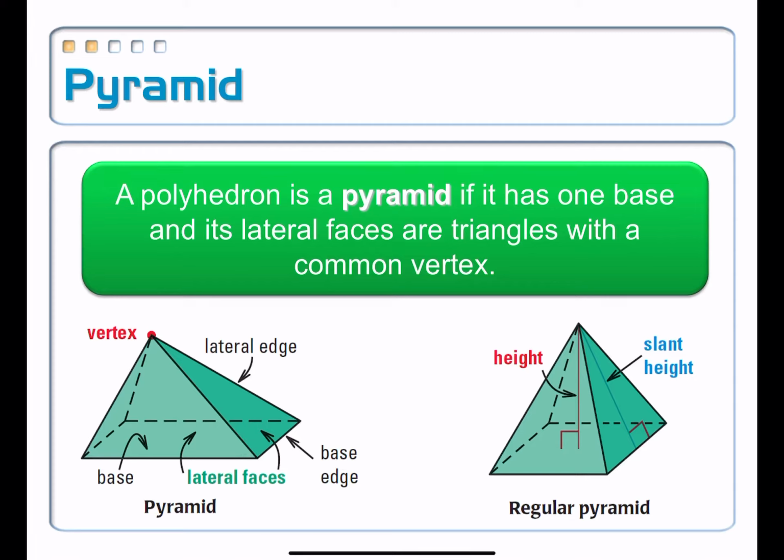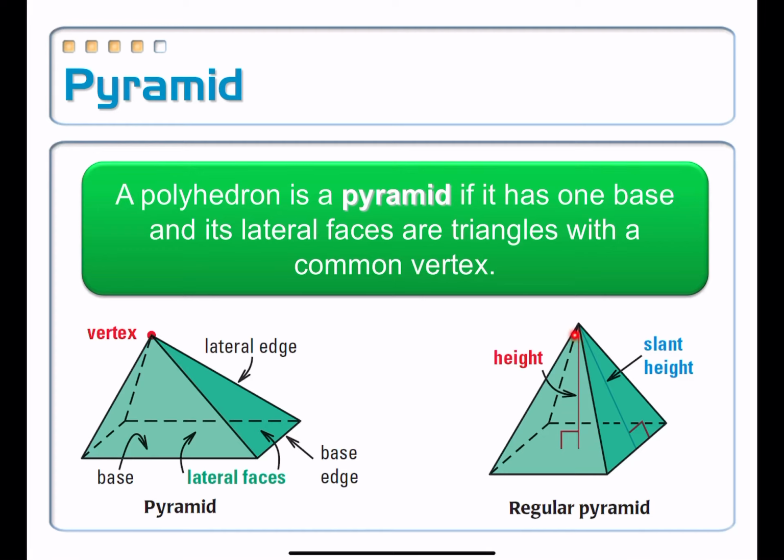Now, I'm going to talk a little bit about the difference between the height of the pyramid, and we have another kind of height called a slant height. And the slant height is not the same thing as the height of the actual pyramid itself. The slant height is the height of one of the lateral triangles that make up the lateral surfaces.